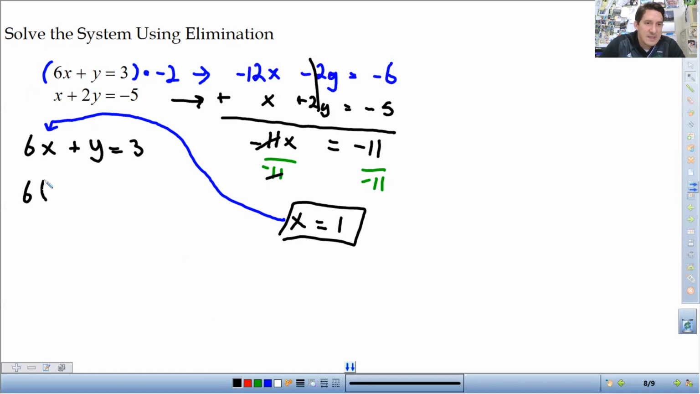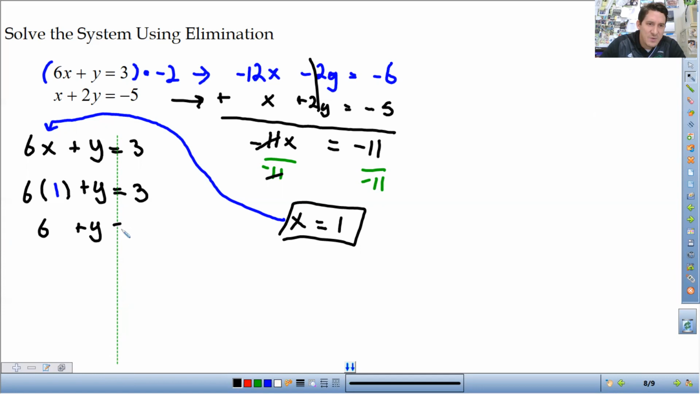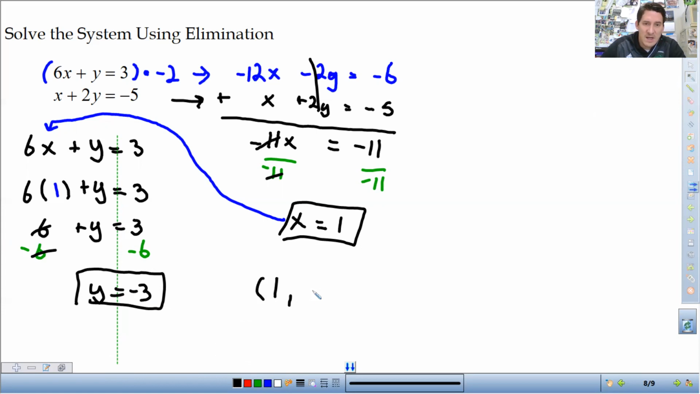And you get 6 times 1 plus y is equal to 3. 6 times 1 is 6 plus y is equal to 3. Now I just need to subtract the 6 to solve for y. So you get, this cancels out. y is equal to negative 3. 3 minus 6 is negative 3. So you get 1 and negative 3 for your answer here.